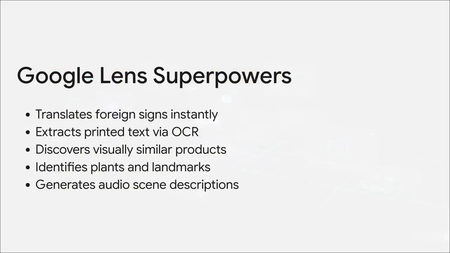Take Google Lens as a perfect example. It beautifully combines OCR, translation systems, and recommendation engines to identify landmarks or even read foreign menus aloud in real time. It can discover visually similar products while you're out shopping, or generate audio scene descriptions for users with visual impairments. It really proves just how powerful an app can become when you successfully layer multiple AI capabilities together.